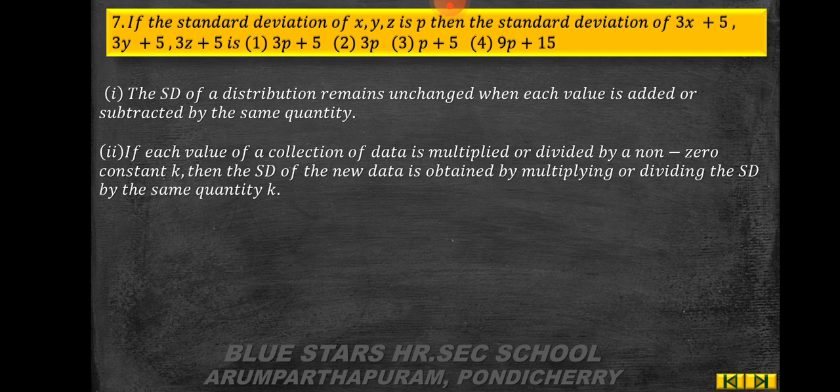So we can understand from this, if you add or subtract any value to the data, then it won't change the standard deviation. But if you multiply or divide the data by a constant, then the standard deviation is also multiplied or divided by the same constant k. So therefore the standard deviation of 3x plus 5, 3y plus 5, 3z plus 5 is equal to 3p. So the correct option is 2 and the answer is 3p.